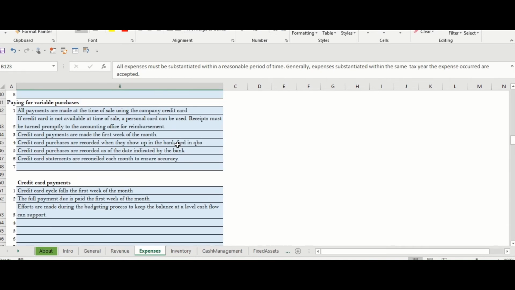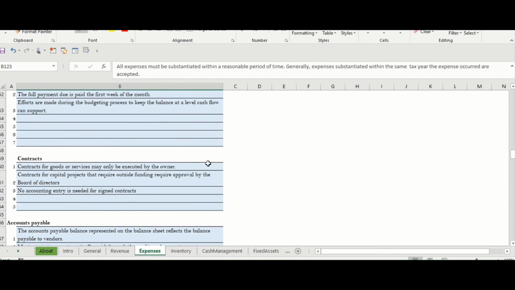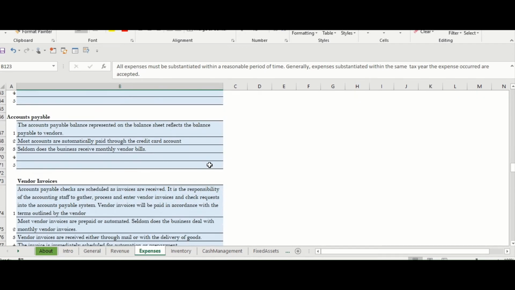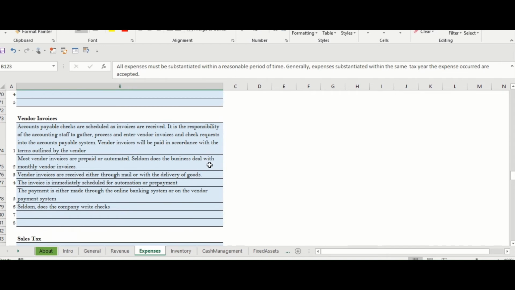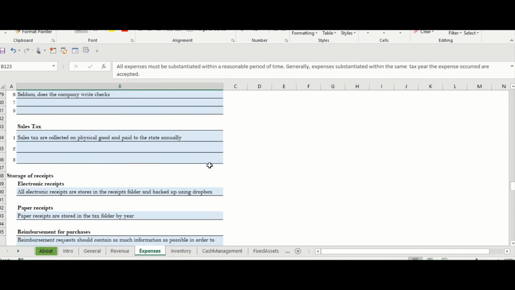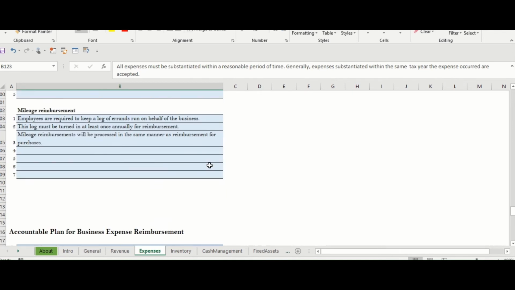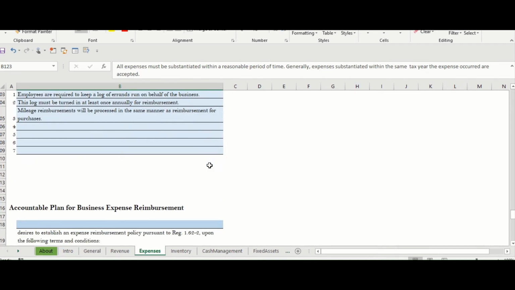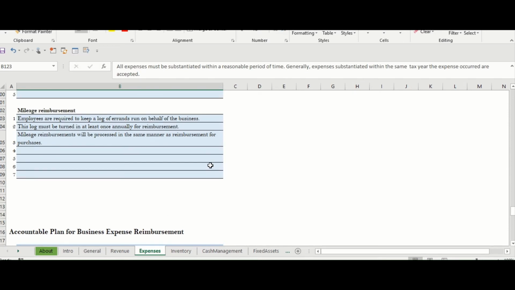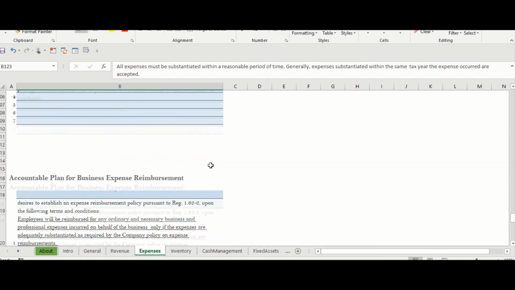How do you pay for variable expenses? How do you pay for credit cards? How do you initiate contracts with your vendors? How do you check your accounts payable? How do you take care of vendor invoices? How do you pay for sales tax? All of those things, reimbursement for purchases, you want to make sure you have in place. Like, what's the process for doing ABC? As you start getting busy, if you need to delegate this, having a process in place just makes life so much easier.